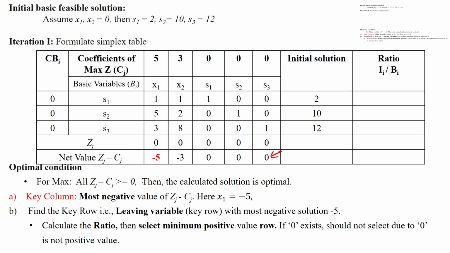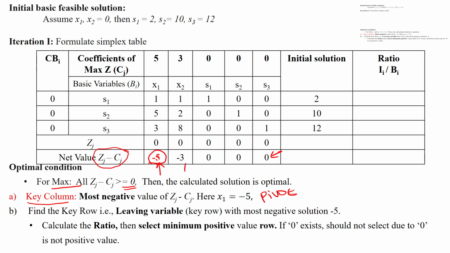Then here we have to check the optimal condition. Zj minus cj should be greater than or equal to 0, but here it is not true. It is false. If it is false, we have to go for the next iteration. Before going to that, we have to identify the key column, or pivot column. That will be selected based upon the least value in zj minus cj.